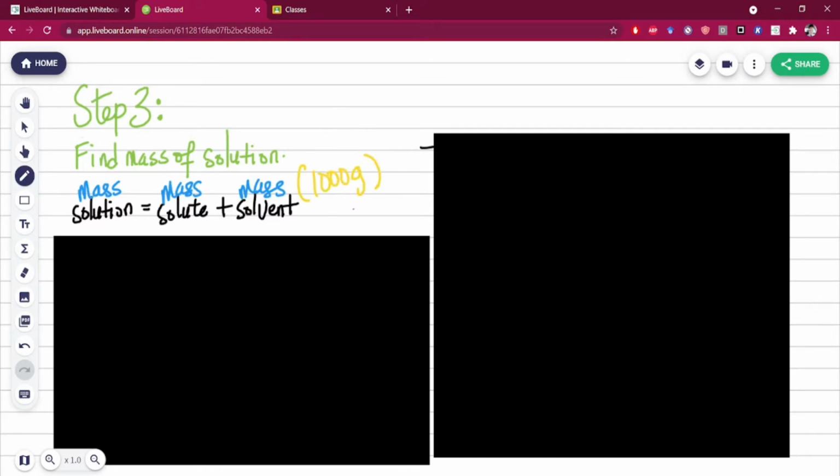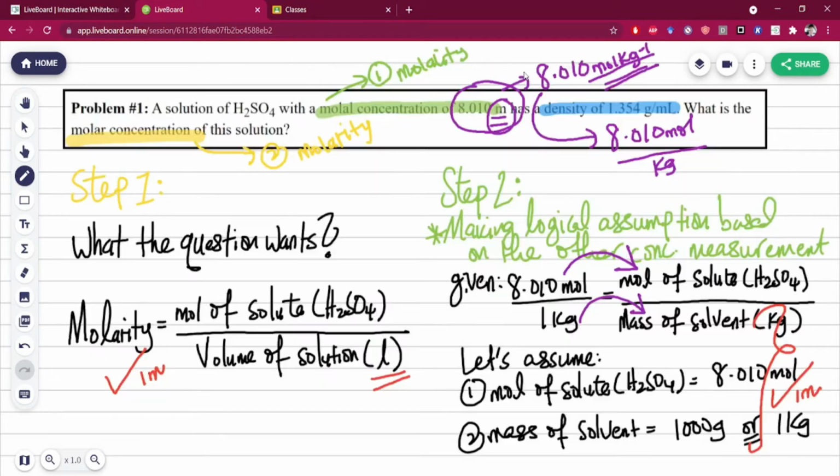Okay, from where do we get this one? From the logical assumption from step two. Okay, right here. The 1,000 mass of solvent is right over here.